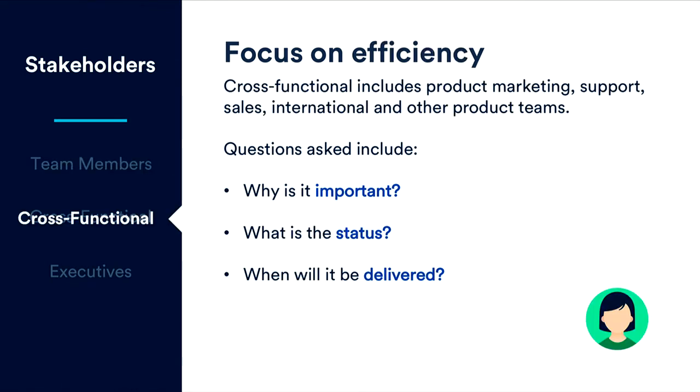You also have other folks that are cross-functional in nature. These are other business units like sales and support and marketing or other product teams. And because they may have dependencies on the features that you're building, they have questions about and focus about efficiency.